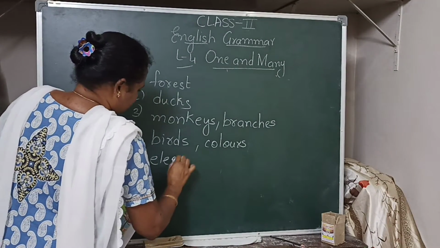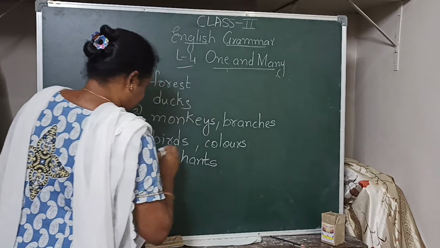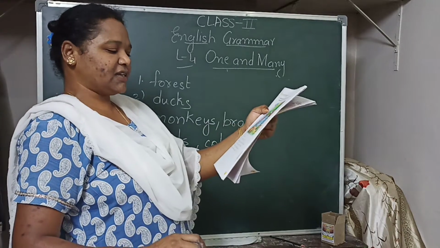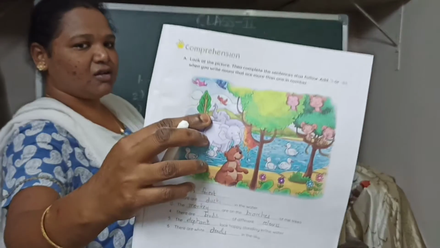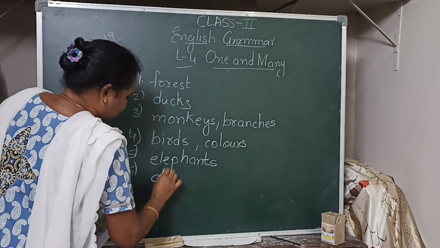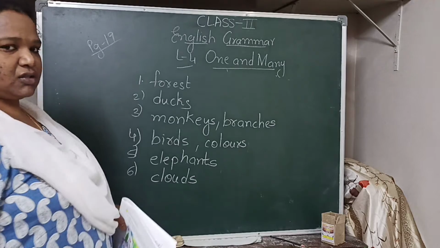Elephants. The elephants. E-L-E-P-H-A-N-T-S. And the last one, there are white dash in the sky. So what are there in the sky? Clouds. White clouds. C-L-O-U-D-S. Clouds. Copy it down, children.